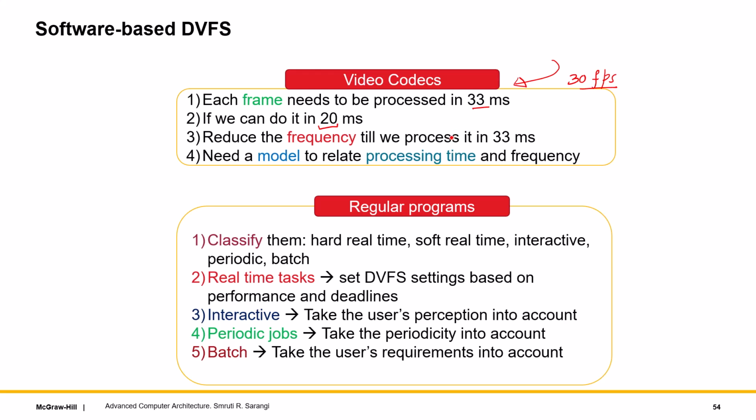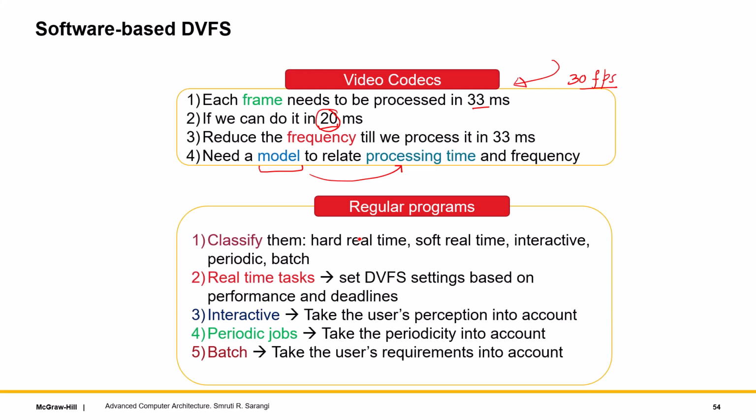So why have such a large slack? What we can instead do is that we can reduce the frequency. So then what will happen is that we will reduce power also. And as we have seen, a small reduction in frequency is a big reduction in power. But of course, we need a method, a model, a formula to relate the processing time, which is this 20 milliseconds, with the frequency.